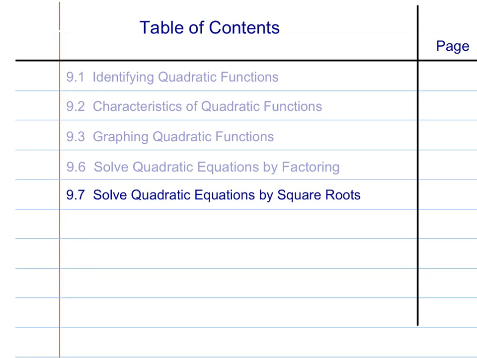All right, so we're making our way through chapter 9. We are down to our last two lessons. This is lesson 9.7, solving our quadratic equations. Just like we did in the last lesson, we factored to solve. Now we're going to solve by using square roots.